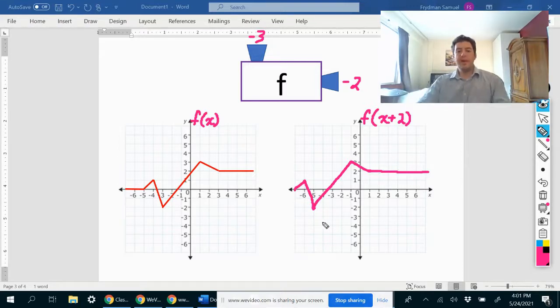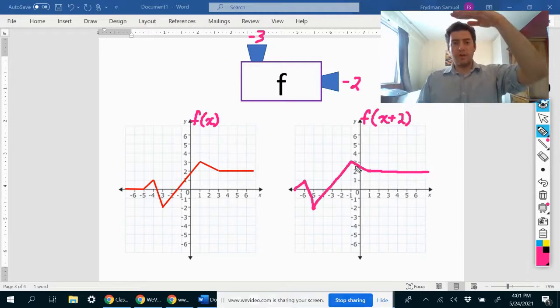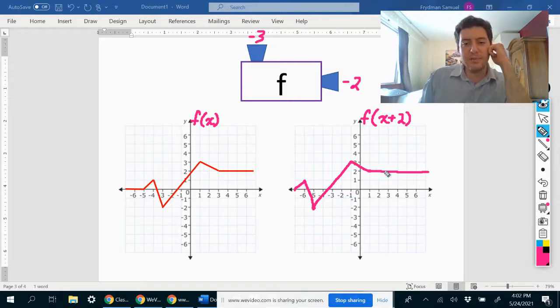Okay, so what happened there? The graph didn't go up and it didn't go down. What happened was it moved to the left. And that might seem strange. I know if you see +2, you might have thought that it should move to the right.